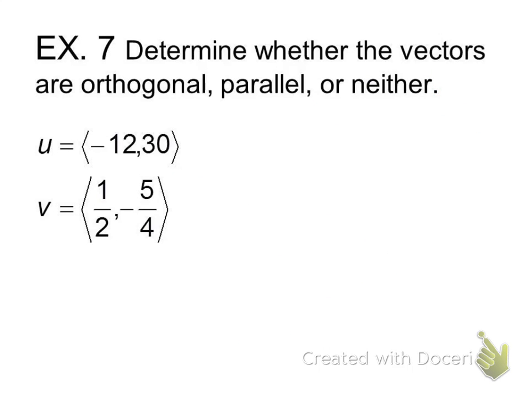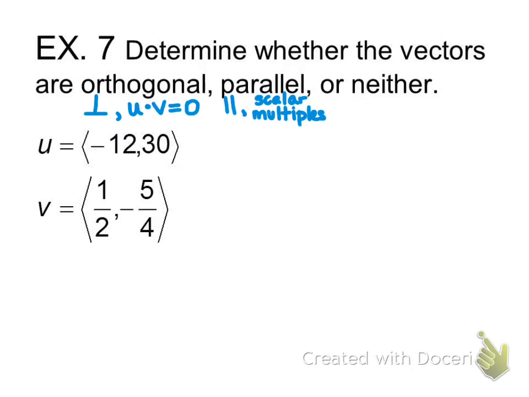Okay, last one wants us to determine whether the vectors are orthogonal, parallel, or neither. When two vectors are orthogonal, that means they are perpendicular and their dot product is equal to 0. When two vectors are parallel, they are called scalar multiples. That means they are multiples of each other. So if they're not orthogonal and not parallel, then they would be neither of those two.